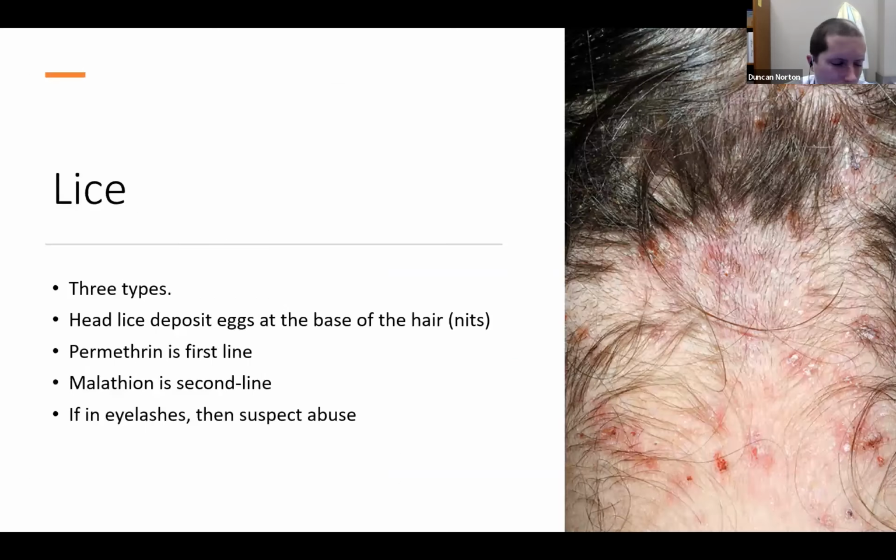Next, we have lice. I can already see Jeremiah's itching his head, as well as some of the ladies, and Dalton would be doing the same thing if he was here.